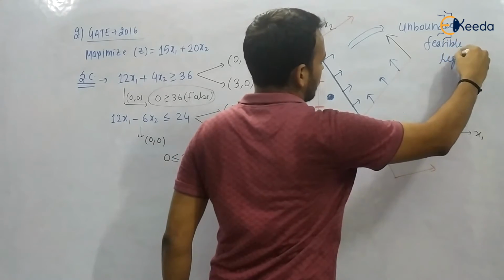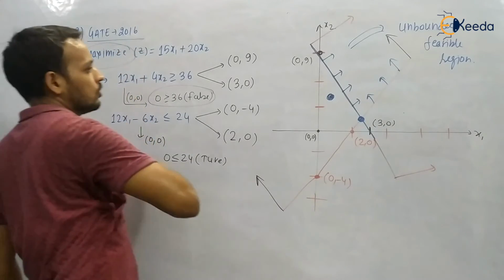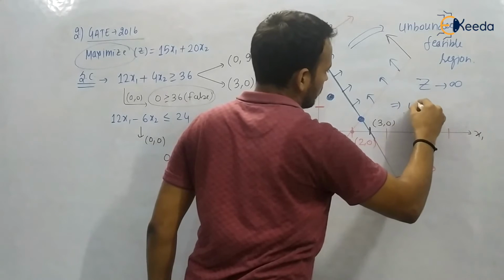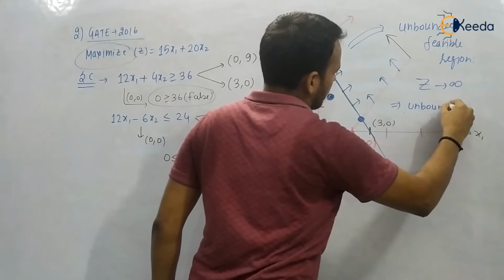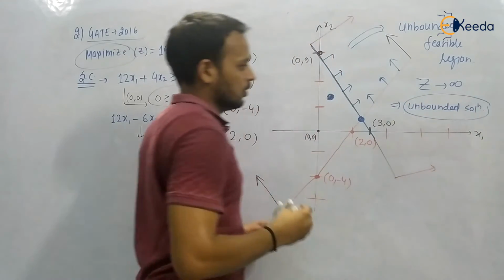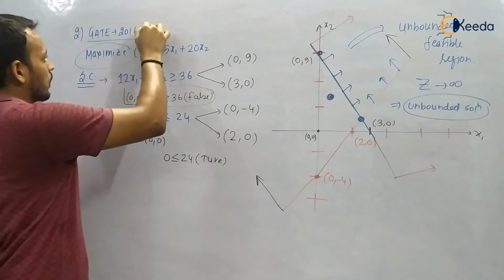Unbounded feasible region, and the question is of maximization type. It means z will be infinity. So our solution is an unbounded solution. Okay, the solution will be an unbounded solution. This was GATE 2016, a 2 marks question.